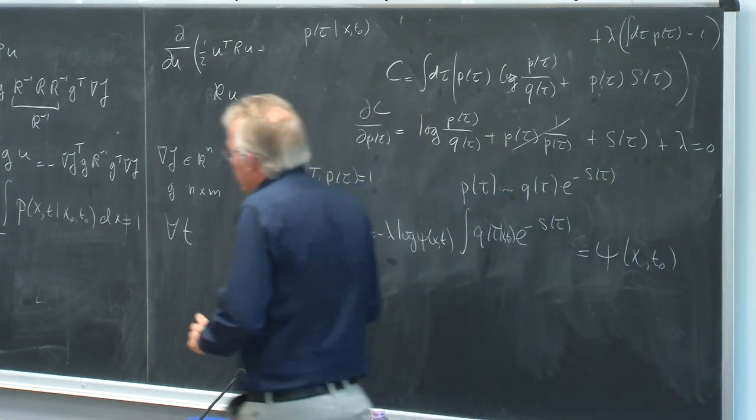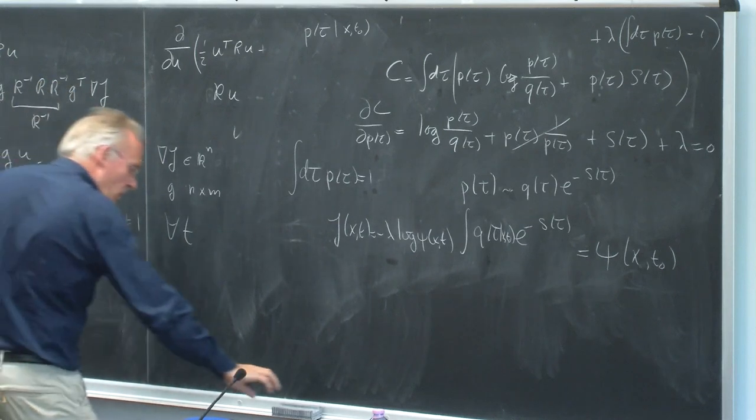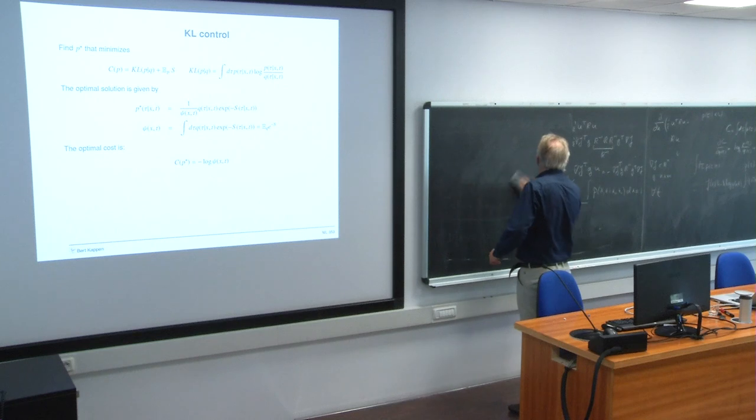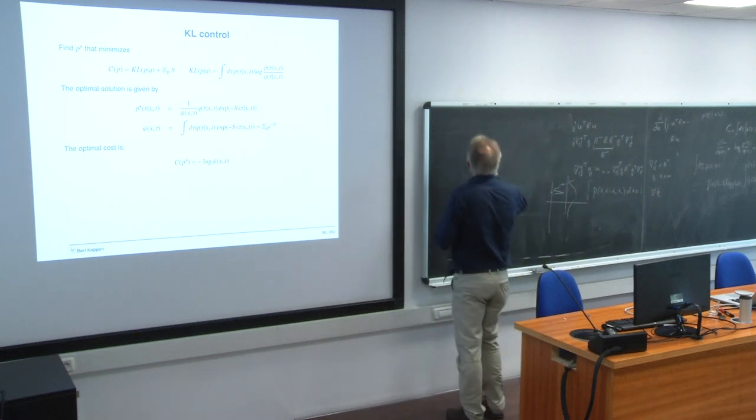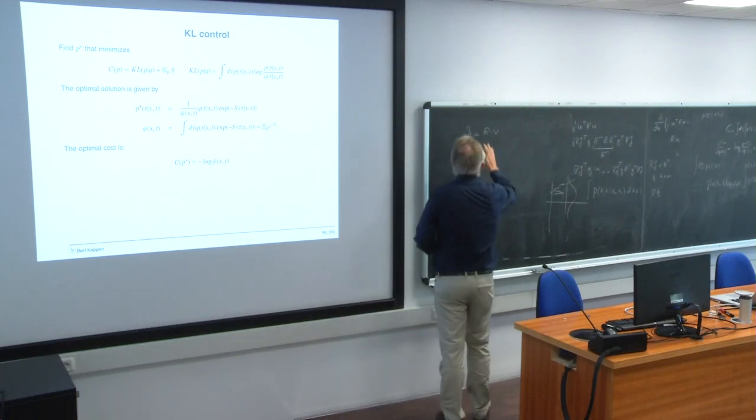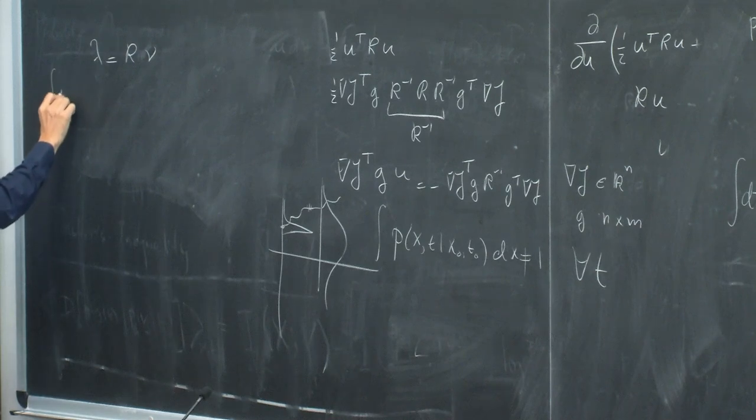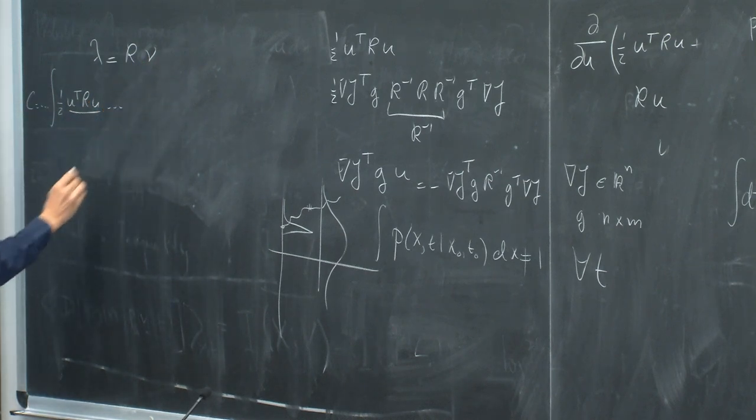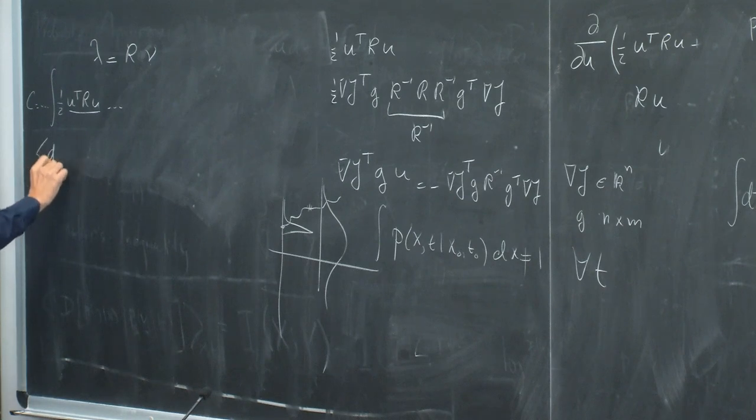I should tell you something about this relation, so let me do that now. There was a relation that lambda has to be equal to r times nu. That is to say, r is a matrix that happened in the cost, right? We had one half u transpose r u. This is a matrix in the cost. And the nu was happening in the covariance of the noise.